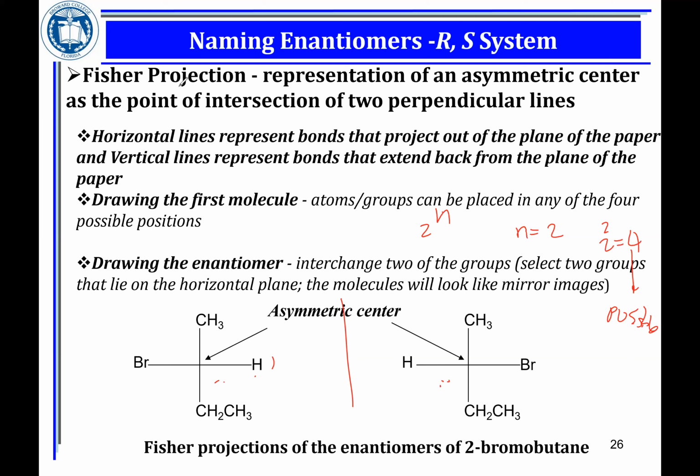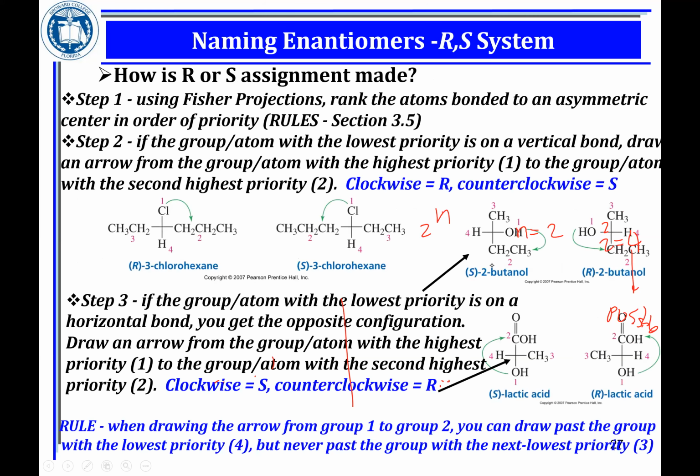Professor, what does that N mean again? Sorry, N is the number of chiral centers. Maybe on the next slide we have that. No, not yet, but we will get to that. N is the number of chiral centers.